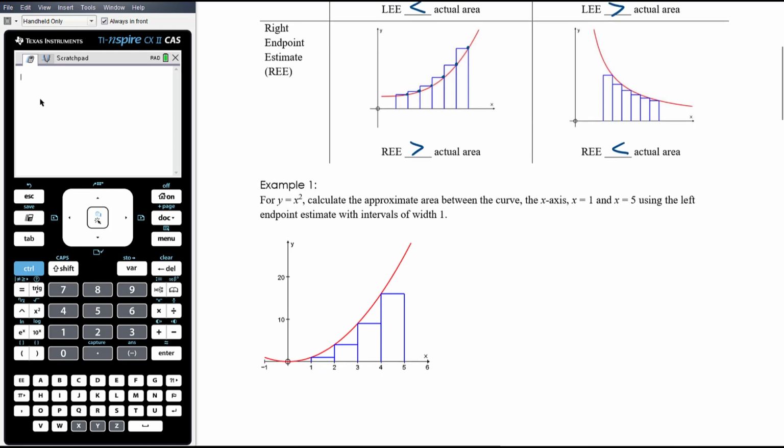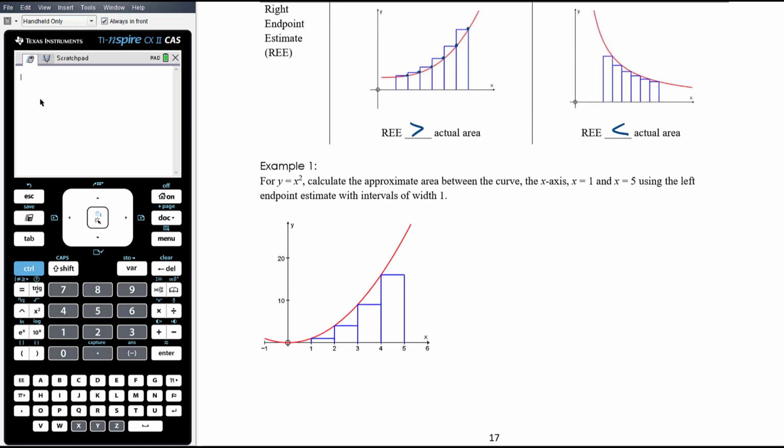Okay, so this really just requires you to work with your function and to calculate the area of a series of rectangles. So for y equals x squared, we want to calculate the approximate area between the curve, that's the red line, and the x-axis, which is pretty self-explanatory. So the curve, the x-axis, and the lines x equals 1 and x equals 5. So x equals 1 is that, x equals 5 is that, that's my curve, y equals x squared, and that's my x-axis. So it is this area in here that we are attempting to approximate.